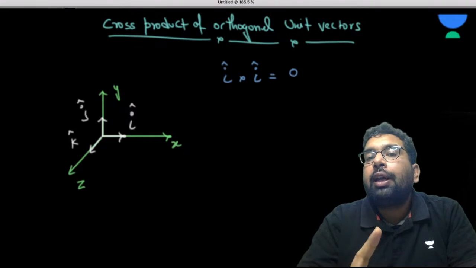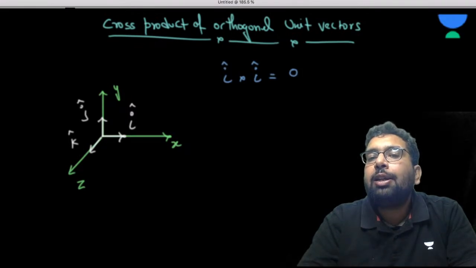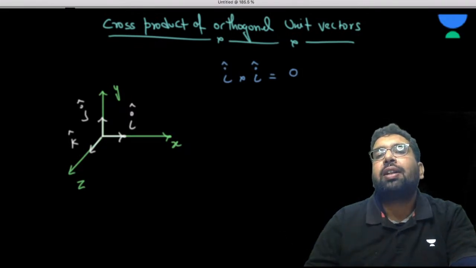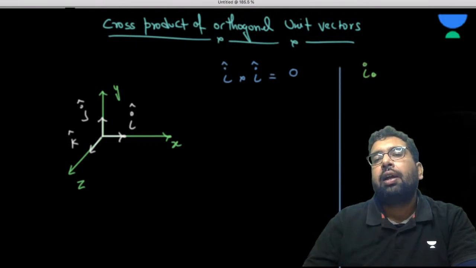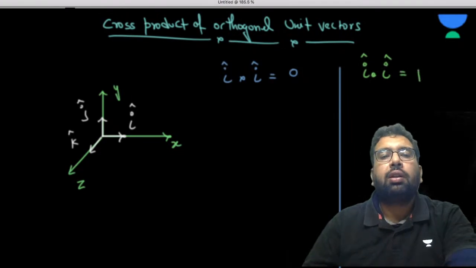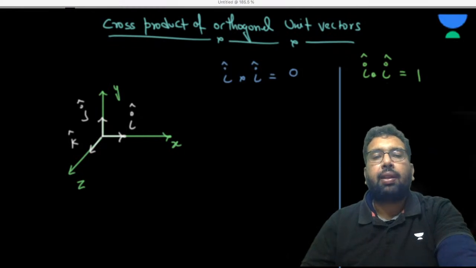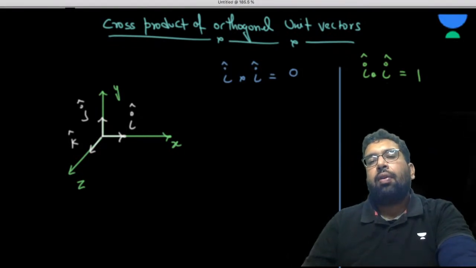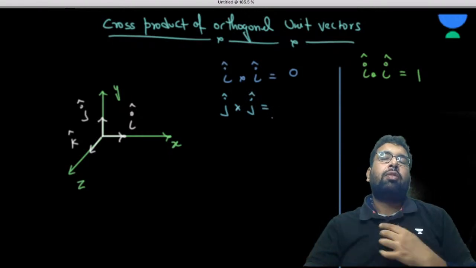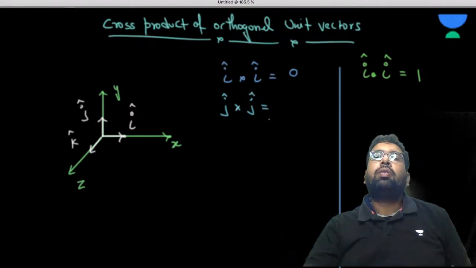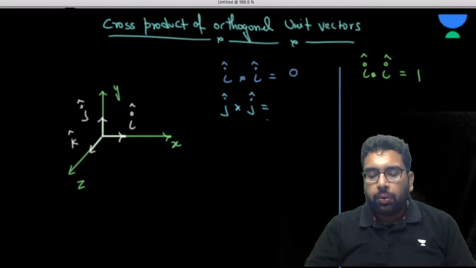Remember, in the case of the dot product, i dot i was 1. I'll just write that also here so that you have everything, so i cap dot i cap, the dot product was 1. Now we have j cap cross j cap. Since the angle between a vector and itself is zero, when a vector is cross product with itself, it is going to lead you to 0.